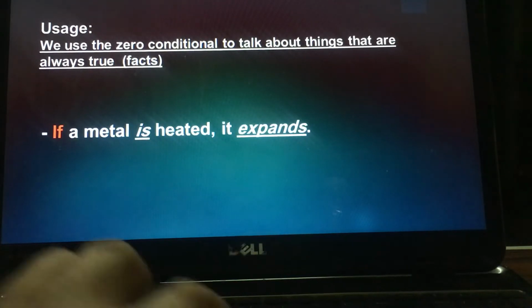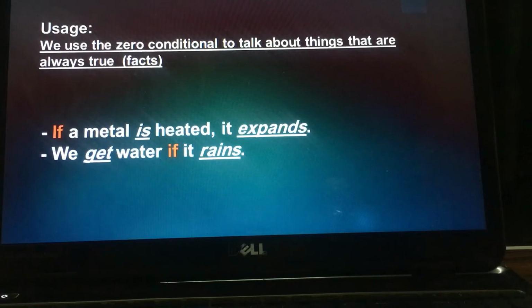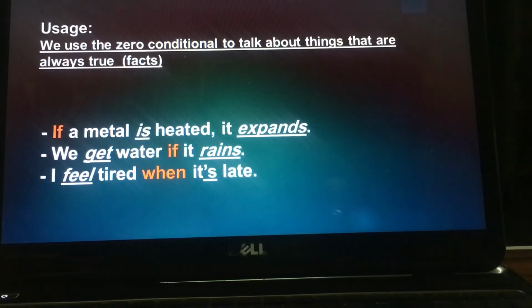Let's take another one. We get water if it rains. So we also have both clauses. We get water, and it rains. I feel tired when it's late. I feel tired. This is the first part of the sentence. And the second part is it is late.